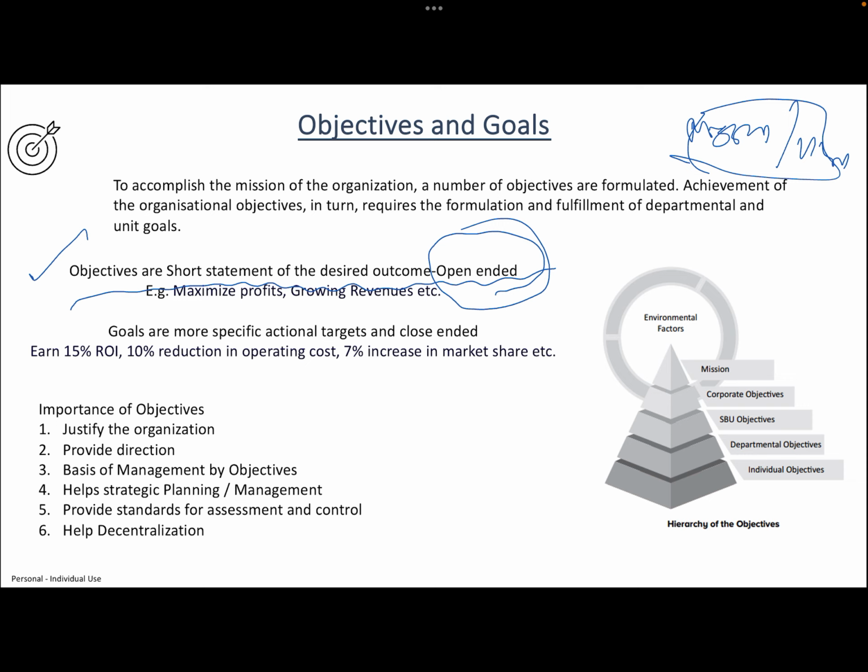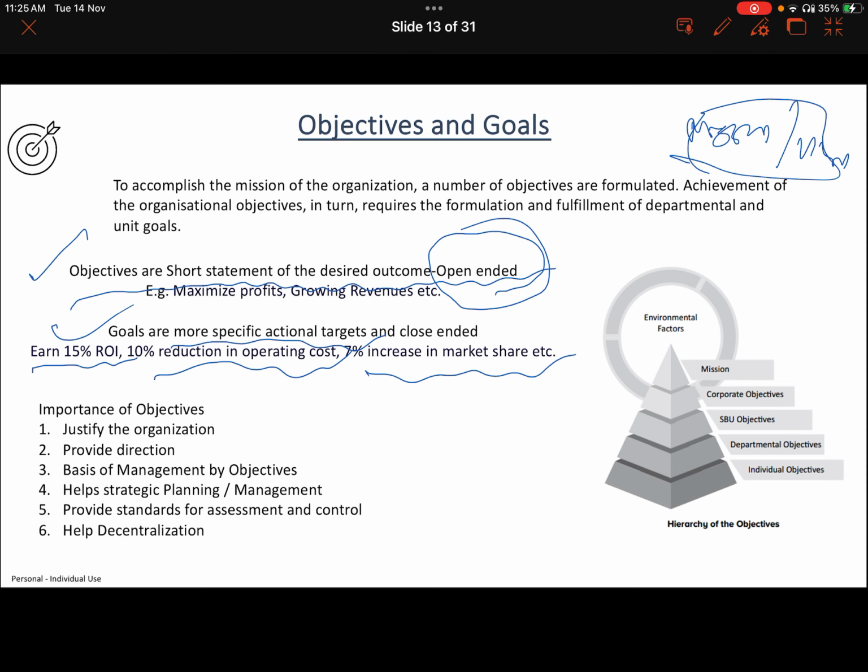Goals are not like that. Goals are all specific actionable targets. For example, 15% return on investment, 10% reduction in operating cost, 7% increase in market share. All these are your goals. When you say things in specific terms, then it is called a goal. When you say it with an open-ended statement, then this is called objectives.